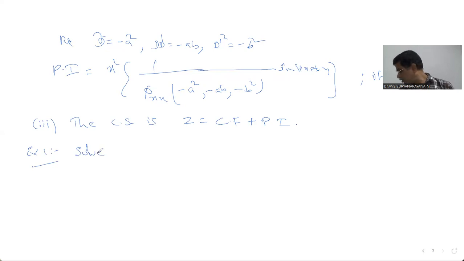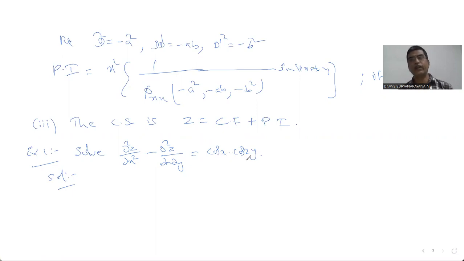Solve ∂²z/∂x² − ∂²z/∂x∂y = cos x cos 2y. This is the question. ∂²z/∂x² minus ∂²z/∂x∂y equal to cos x into cos 2y. This is the problem.